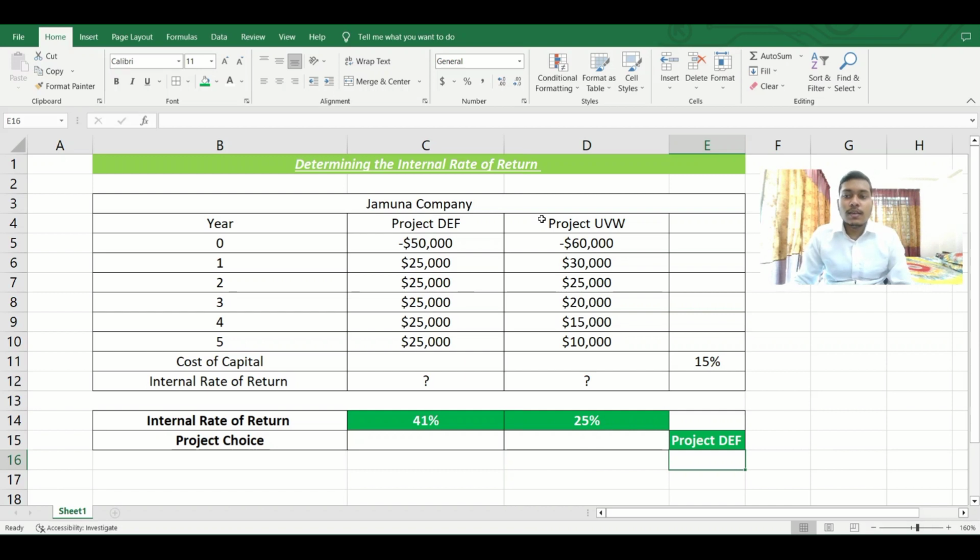As you can see, the result is here. So we can compute these two ways to solve internal rate of return.